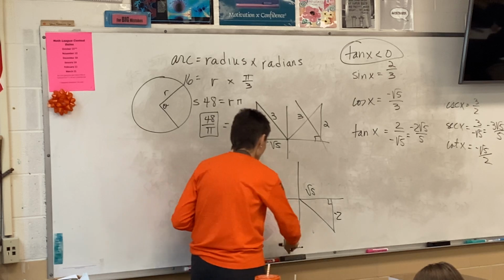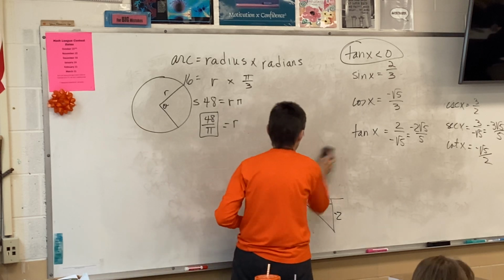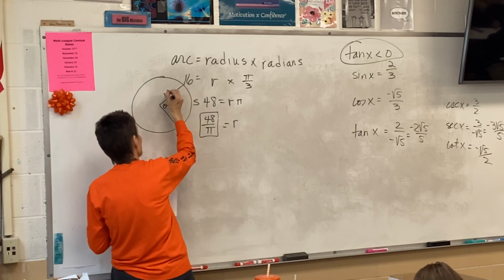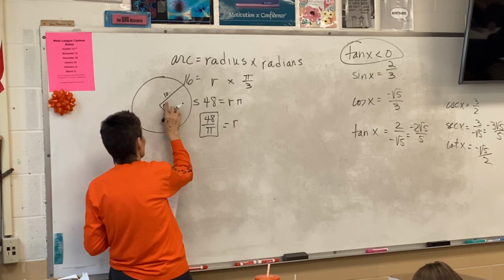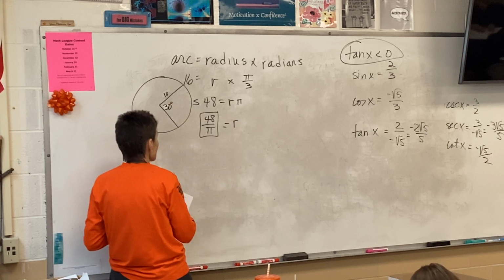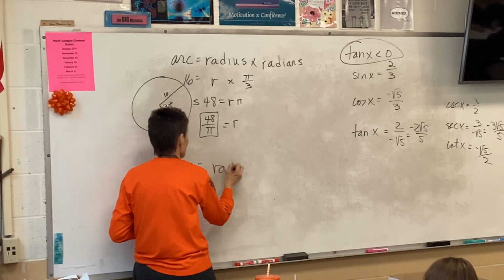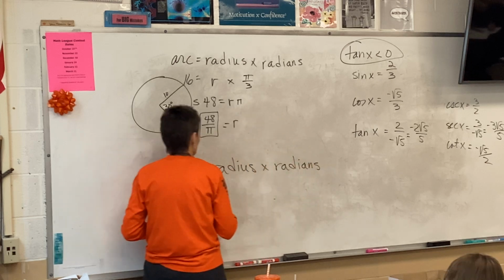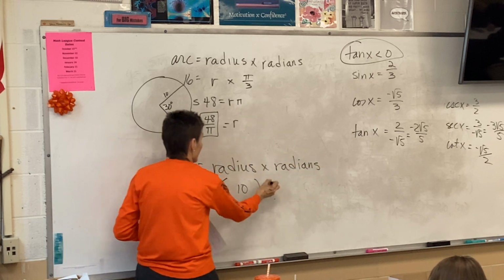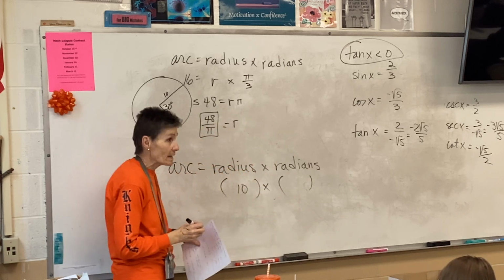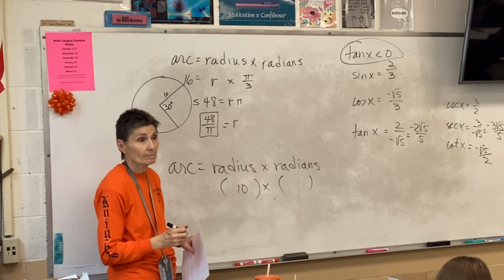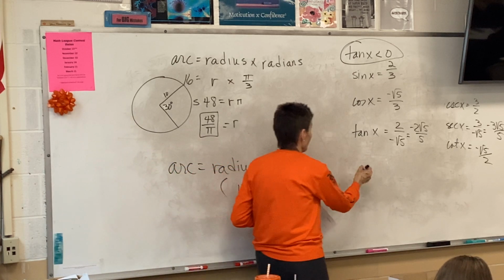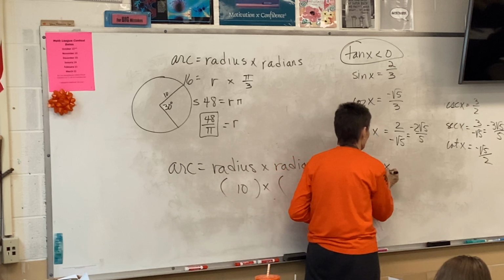The second one says that my radius is 10 and my angle is 30 degrees. And I am going to find my arc length. Now the radius is 10, and I need to multiply that by the radian measure of the angle. So I can either set up my proportion, pi over 180 equals x over 30, right?